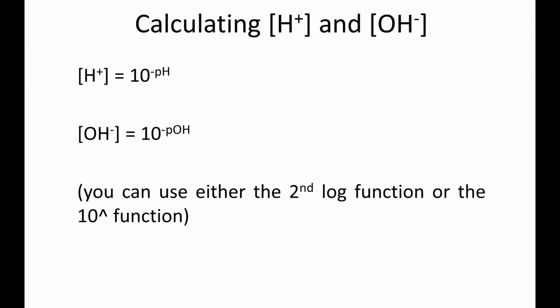Okay, so sometimes you have to calculate the hydroxide ion concentration and the hydrogen ion concentration. And we do that by doing the opposite. Now, you can either use the second log function, which, if you look at your calculator, is 10 with the x up in the exponent area, or use 10 with the little caret. Either way, it's the exponent. You're basically going to calculate the number by doing 10 to the minus pH, or 10 to the minus pOH.